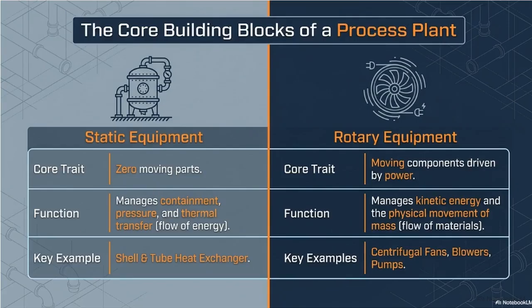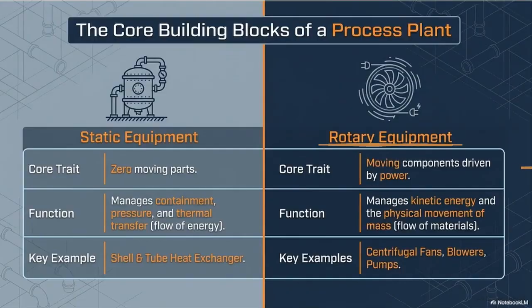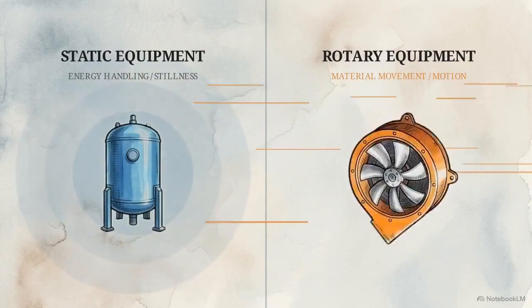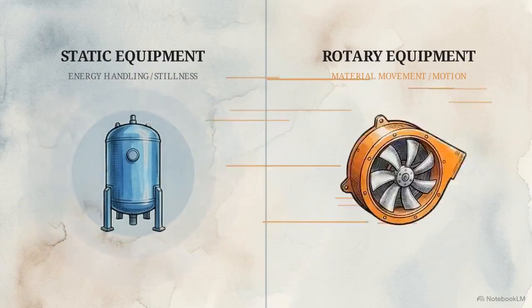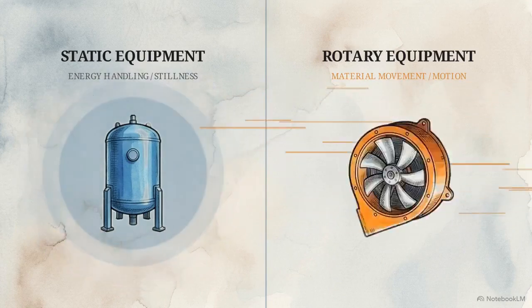Engineers use two primary machinery categories. On the left, static equipment has 0 moving parts, safely holding materials under pressure and managing heat flow. On the right, rotary equipment uses powered moving components to provide the physical force that pushes materials through the plant. It's a simple division of labor. The static equipment stays still to handle the energy, while the rotary equipment spins to move the materials.